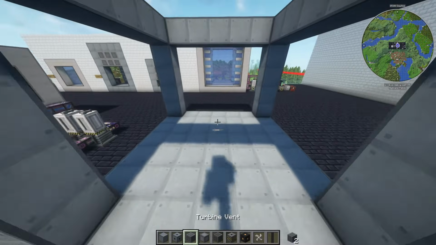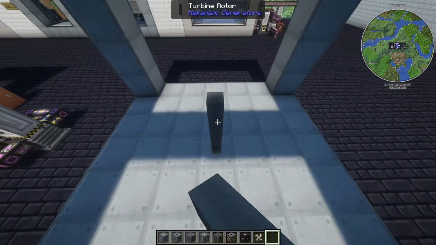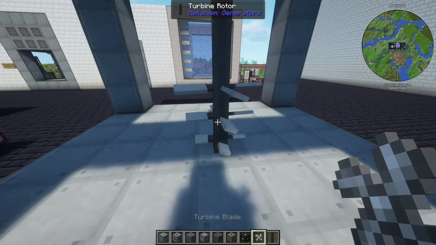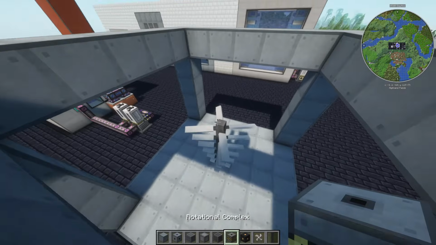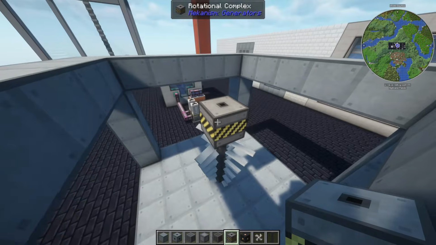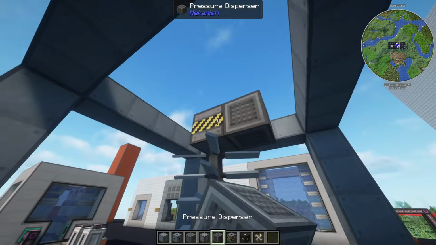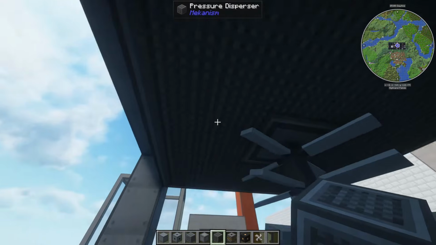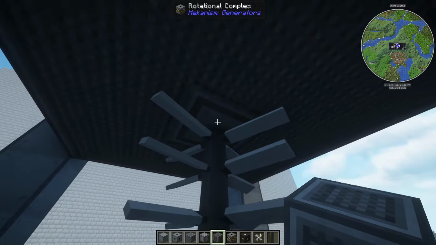Now let's go ahead and come over to our turbine rotors. And let's place that directly in the middle. So let's bring it up 3 times. Let's place our blades on there. And then right on top of the turbine rotor, let's place our rotational complex. So right on top of there. And then we're going to place our pressure dispersers all around the rotational complex. Okay, now our pressure dispersers are filling out the entire area around the rotational complex, which is right there.